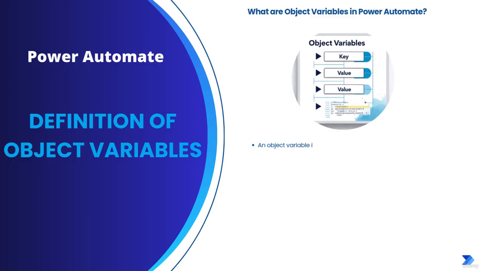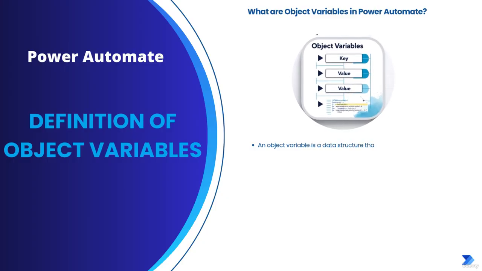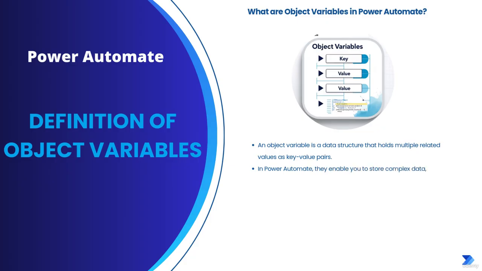Definition of object variables. What are object variables in Power Automate? Now let's get into the definition. An object variable is essentially a data structure that holds multiple related values, represented as key-value pairs. In the context of Power Automate, these variables enable you to store complex data, such as API responses or structured data from SharePoint. This capability allows you to handle the intricacies of data management without overwhelming your workflow. As we move through this chapter, you'll gain a clear understanding of how to create and utilize object variables effectively.